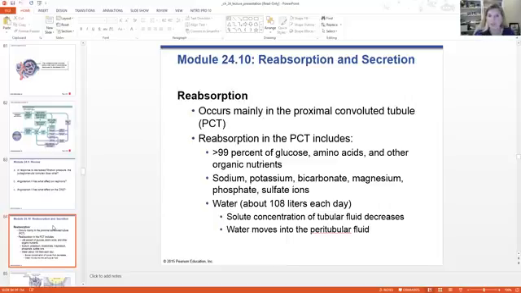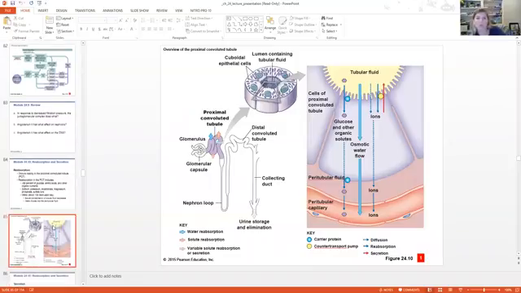Glucose, amino acids, organic nutrients, all taken back into the peritubular fluid, then into the peritubular capillaries, right? Sodium, potassium, bicarbonate, all of these things right back in. Water, right back in. So we kicked it out and now we're taking it back. All goes into the peritubular fluid and then into the peritubular capillaries, which connects up with our cortical radiate veins, right? So there you see this whole process and how it's happening.